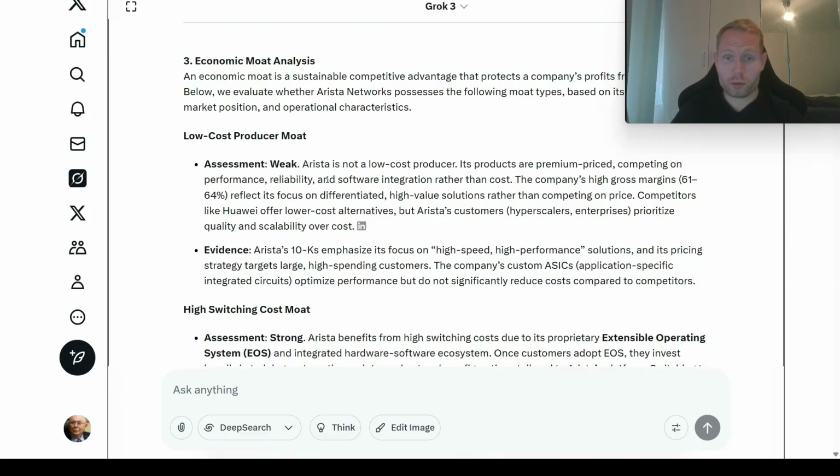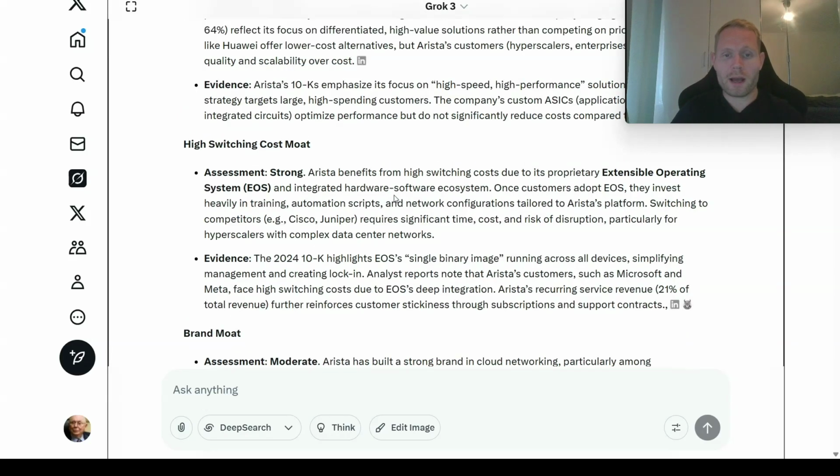They're not a low-cost producer. Their products are premium priced. Okay, so now we know that they're not competing on price. Arista benefits from high switching costs due to its proprietary Extensible Operating System, EOS, and integrated hardware-software ecosystem. Once customers adopt EOS, they invest heavily in training, automation scripts, and network configurations tailored to Arista's platform. Okay, that makes sense that they have a high switching cost moat.